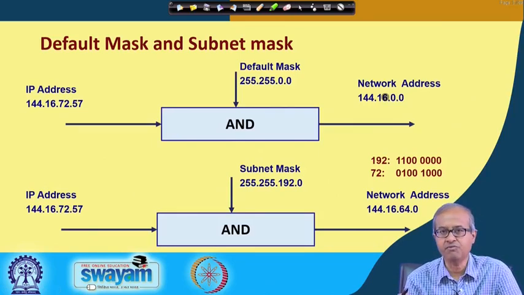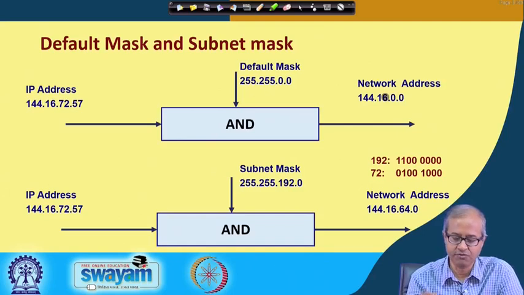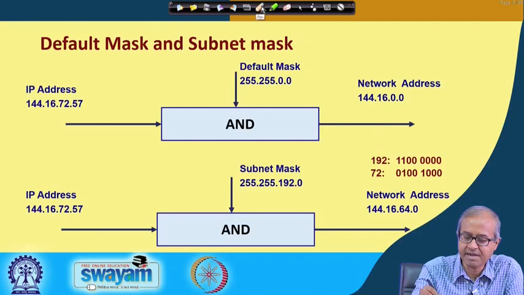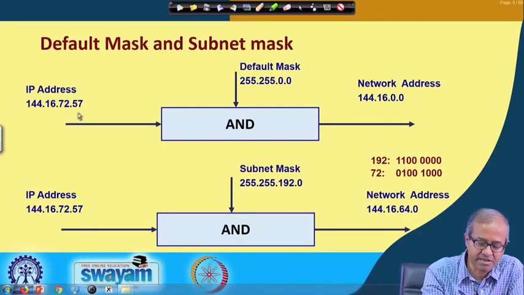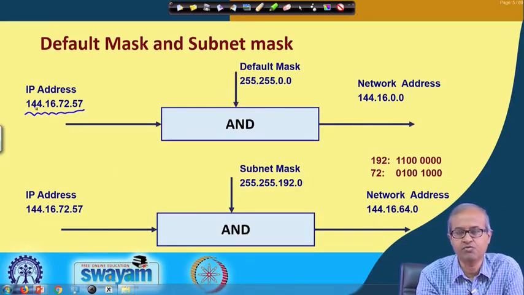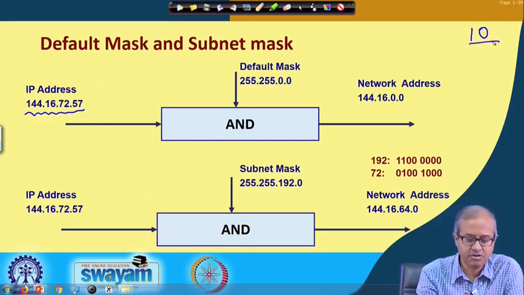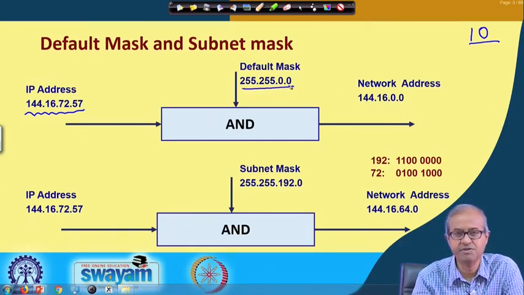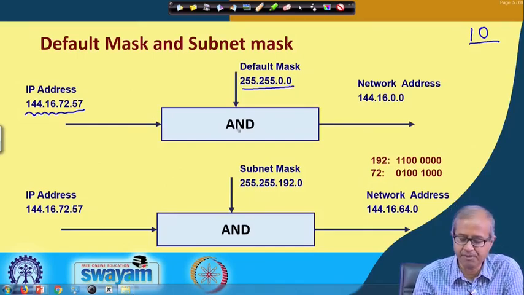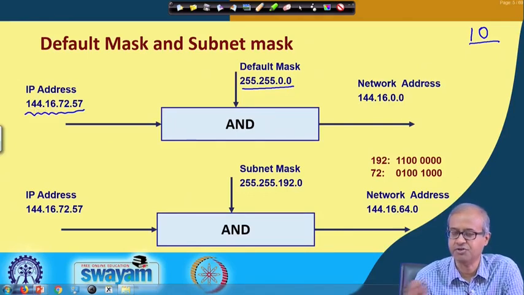Now, here pictorially, whatever we have said about bit by bit ANDing, I am showing for the default mask and also the subnet mask. Let us take an example here of a class B address. This is a class B IP address starting with 144. You can check 144 starts with 10, which is class B. So, for a class B address, the default mask is 255.255.0.0. If you do a bit by bit AND, you will be left with 144.16.0.0, which is your network address.